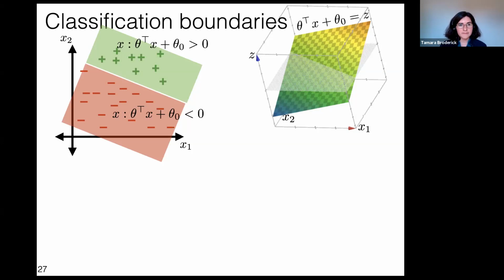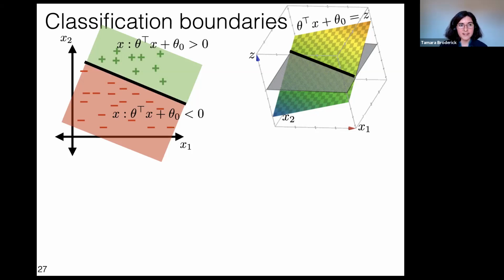This hyperplane is actually theta transpose x plus theta naught equals Z. This plane that I've just highlighted in gray is where our original data lies. It lies with x1 and x2 varying, but Z equals 0. The line that defines the linear classifier is where theta transpose x plus theta naught equals 0.